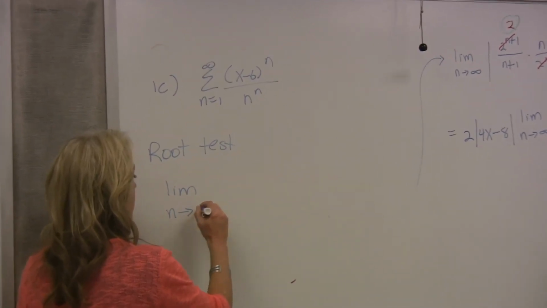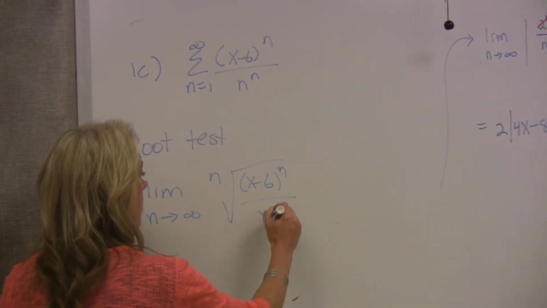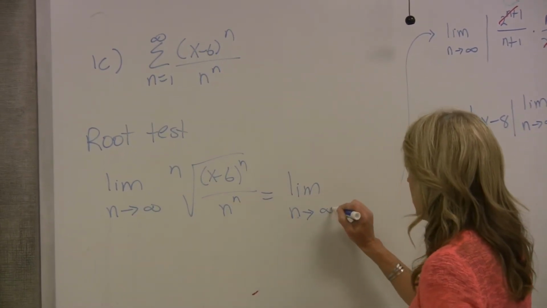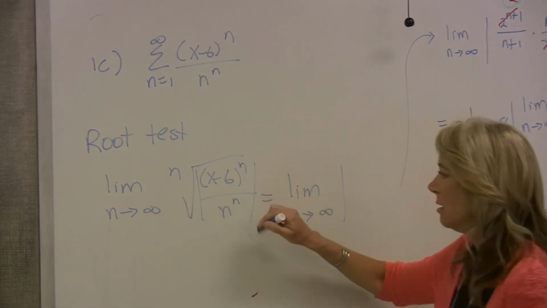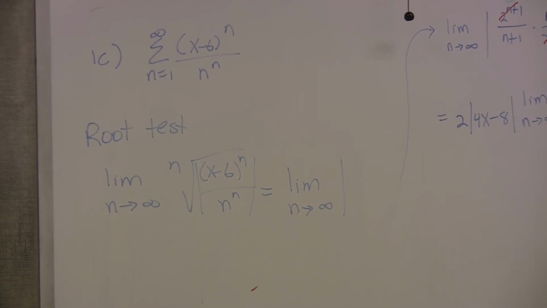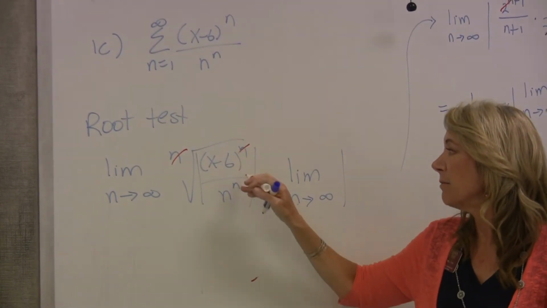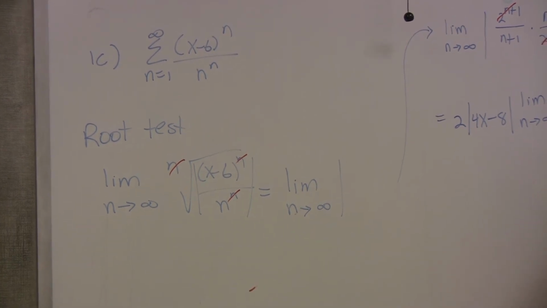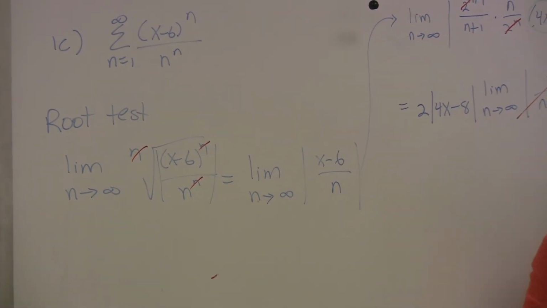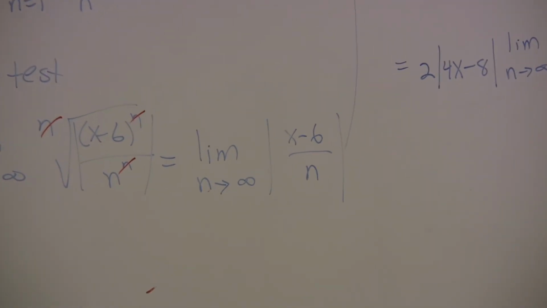So the limit as n goes to infinity of the nth root of the absolute value of x minus 6 to the n over n to the n. Oops, I forgot my absolute values there. Absolute values are inside there. So that root gets rid of these powers out here. That's why we chose the root test. So I now have this. I love the root test when it works. If it doesn't work, it's a mess.